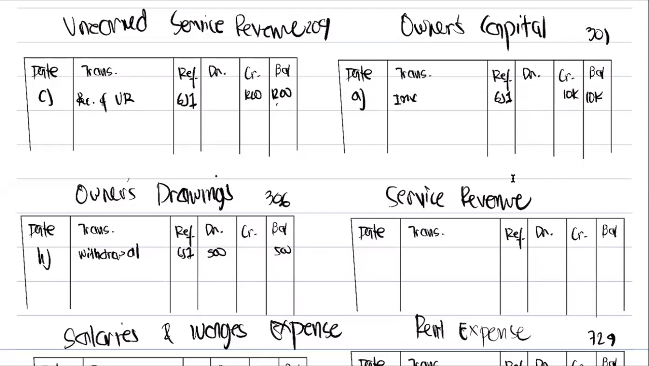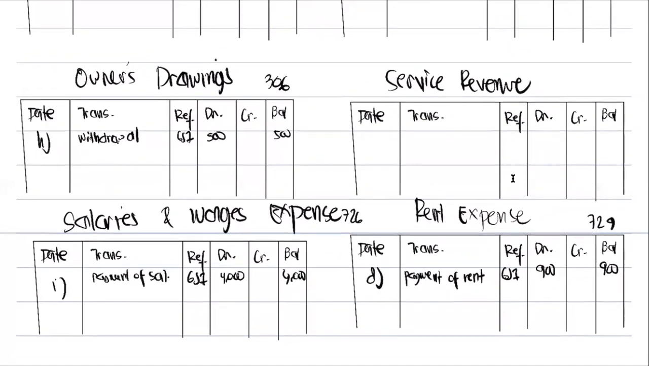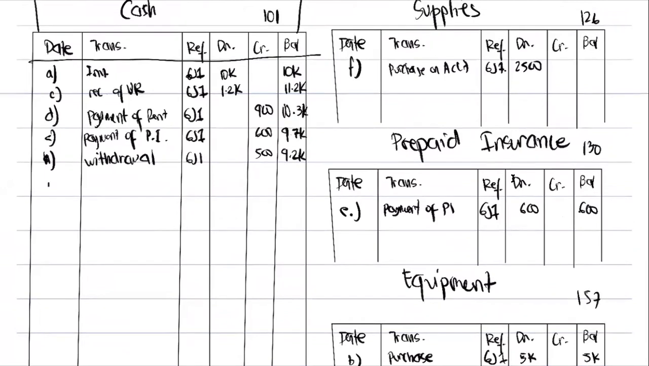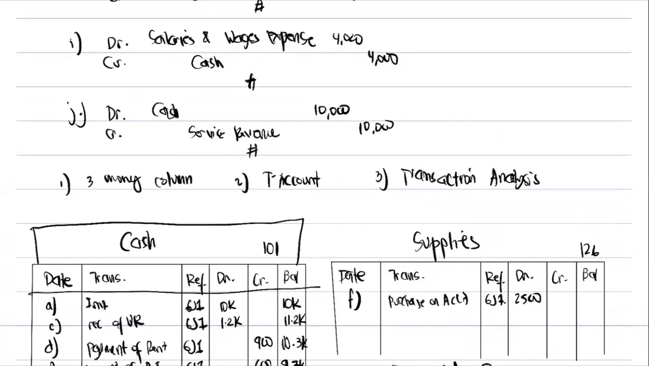Now letter I, owes employees salaries of 4,000 and paid them in cash. So salaries and wages expense, that is 726. Okay, so payment of salaries. Reference GJ1. So we debit salaries expense of 4,000. And since we paid it in cash, our cash will also decrease. So payment of salaries, GJ1 amounting to 4,000. So we have here 5,200 balance. So that is for letter I. Again, we debit your salaries and wages expense, that is 726, and then we have your credit to cash of 101.